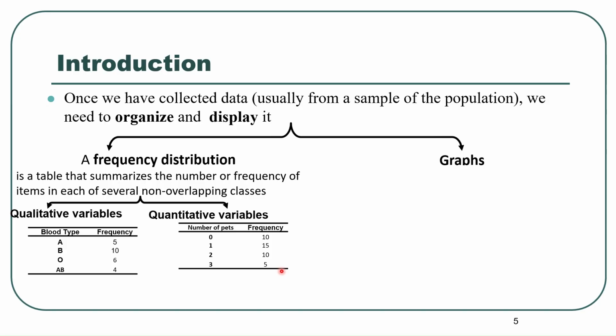For each different class, each different value of my discrete variable, I have to count how many times it appeared in my 40 households. Here, 0 appeared 10 times, 1 appeared 15 times. I had 10 households with 2 pets inside and only 5 with 3.